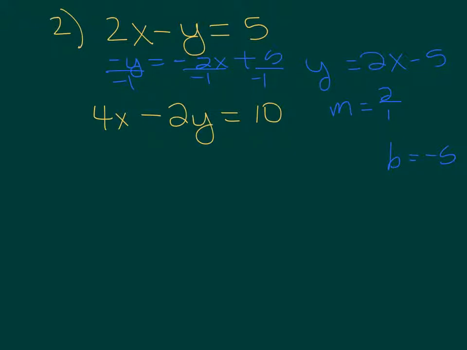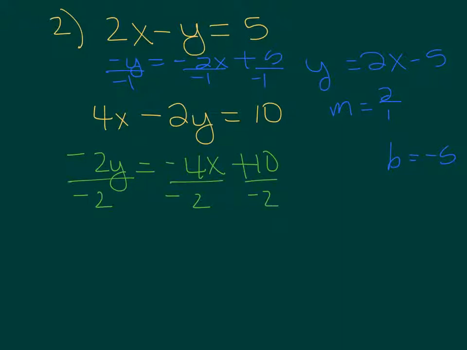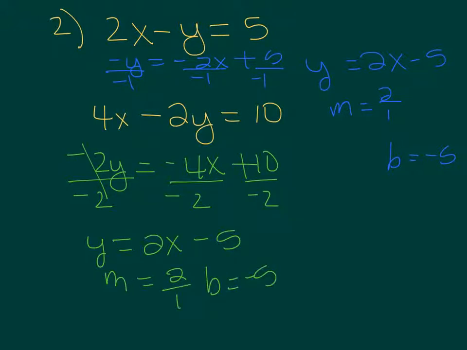On the second equation, when I rearrange it, I get -2y equals -4x plus 10. Divide both sides by -2. And we get the answer y equals 2x minus 5. And my slope is 2/1, and my y-intercept is -5. Now, at this point, some of you may already notice that I have the same equation, but let's suppose you don't notice that. And on the quiz, you still have to go ahead and do the graphing.